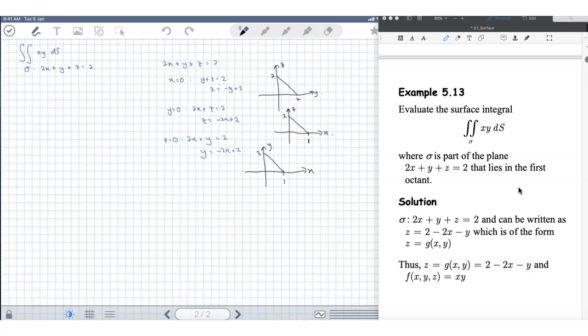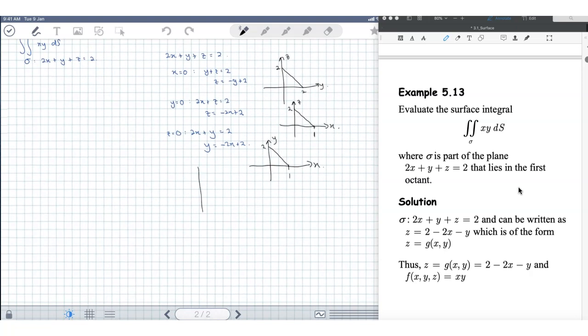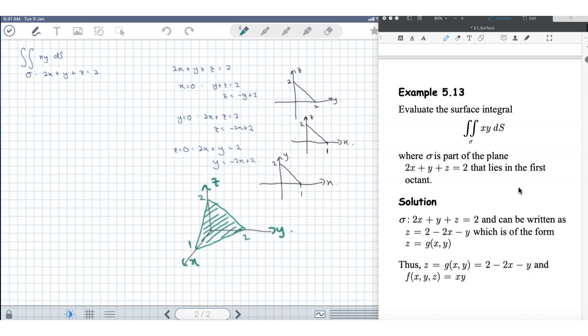Okay, so when we join them together, definitely we should have the tetrahedron. So this is z, x, and then y. So zy is 2, 2, zx is 2, 1, and xy is 1, 2. So this is our plane, a flat plane. Okay, so that is our surface. Then we have to compute the surface integral for this particular plane.